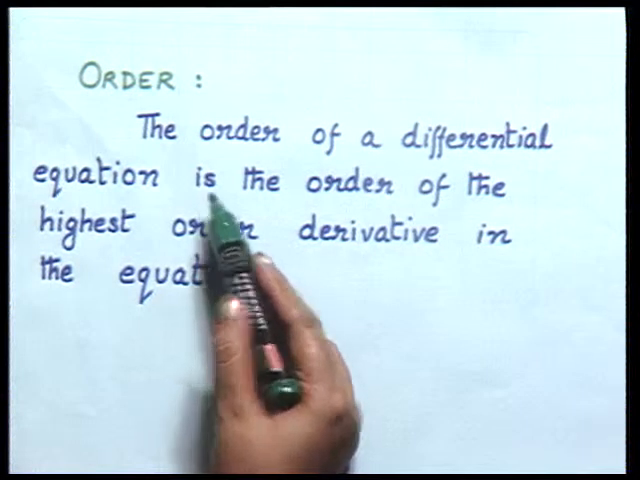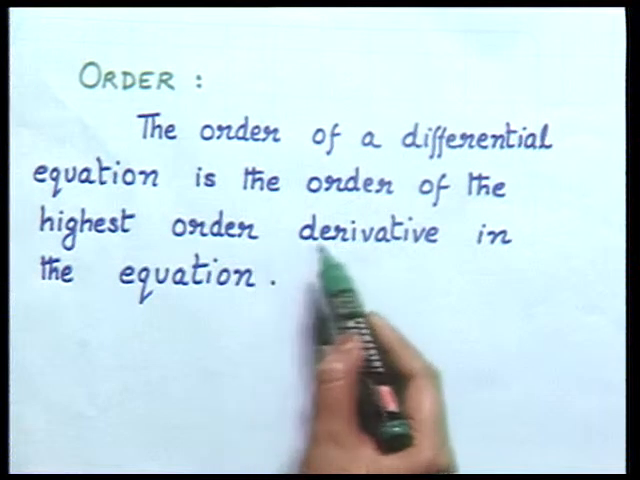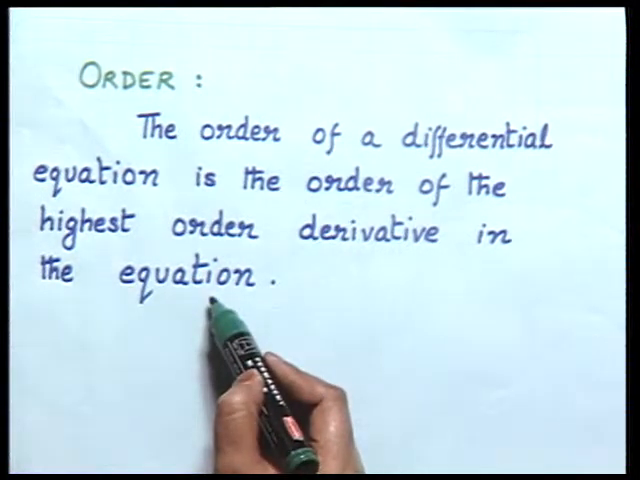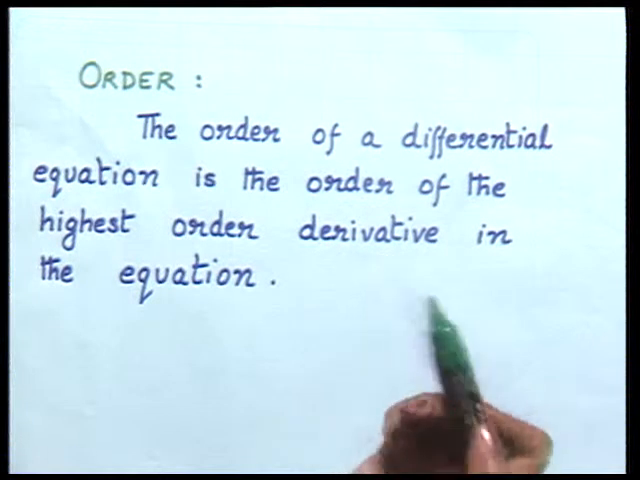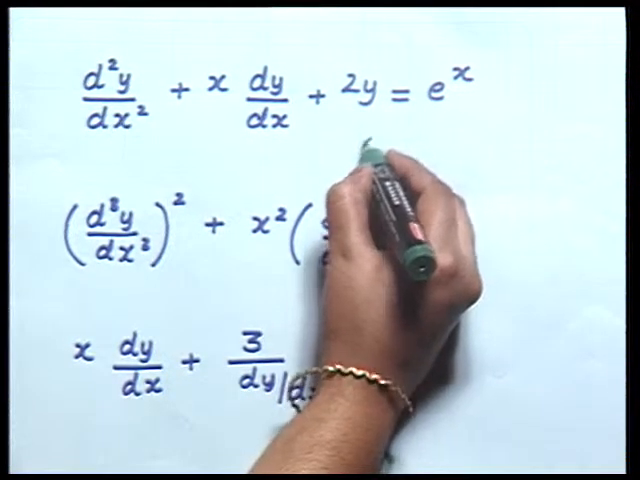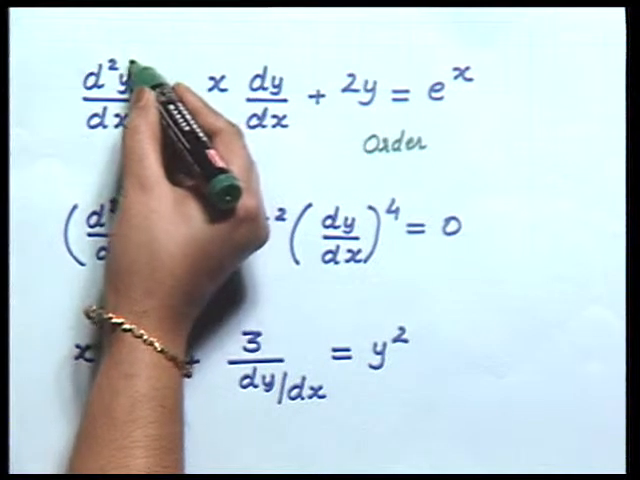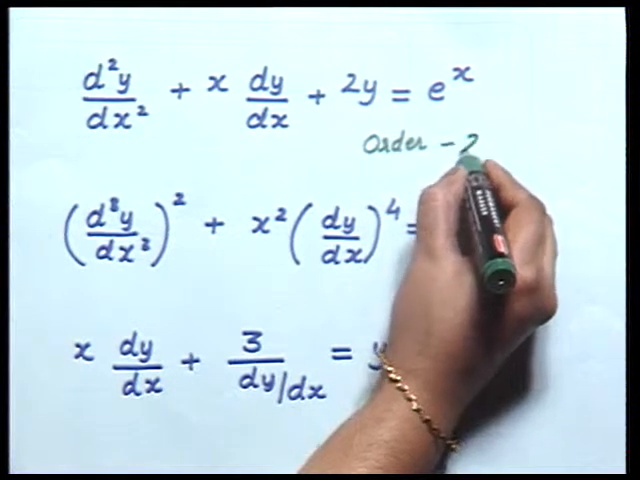So what will be the order of a differential equation? The definition says the order of a differential equation is the order of the highest order derivative appearing in the equation. When you have the highest order derivative, it's easy to locate. Take a look at these examples and see if you can decide on what will be the order of this equation. Obviously, the order can be easily identified because you have the second order derivative appearing as 2.